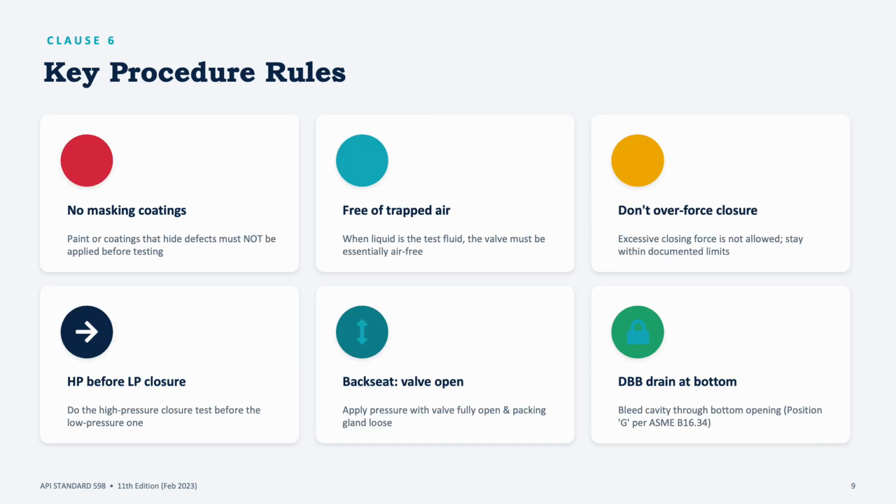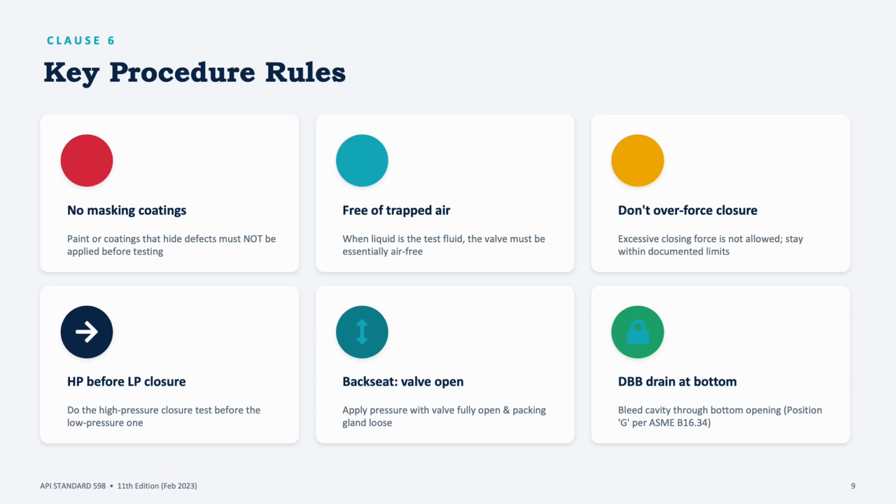Key procedures and rules. No masking coating: paint or coating that hides a defect must not be applied before testing. Free of trapped air: when liquid is the test fluid, it must be essentially air free. Don't overforce closure. Excessive closing force is not allowed; stay within the documented limit. HP before low pressure closure: do the high pressure closure test before the low pressure.